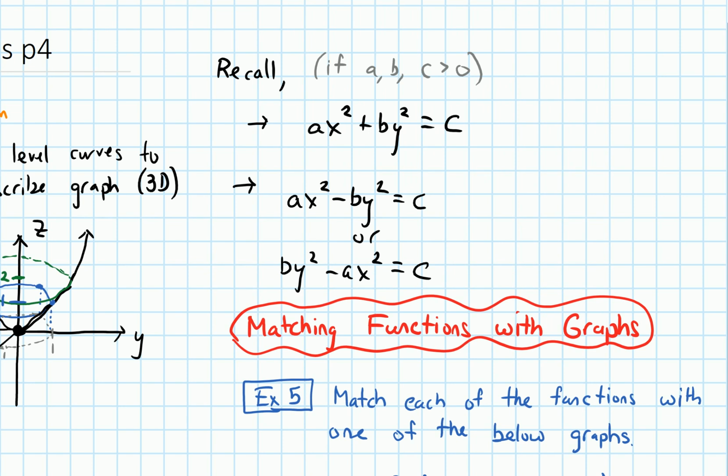So as a brief review, recall that if you have an equation of the form ax squared plus by squared equals c, where the a, the b, and the c are all positive numbers, that will turn out to be an ellipse. And if it's slightly different, if one of these squared terms has a negative coefficient in front of it, so either ax squared minus by squared equals c, or the other way, by squared minus ax squared equals c, then both of those give us, as we saw here, a hyperbola.